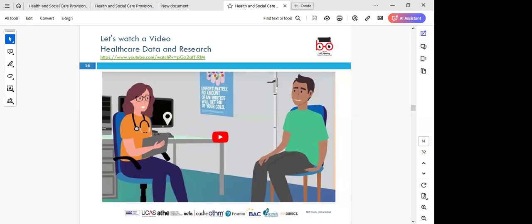Number 1, identifying health and social care needs. Data can be used to identify the health and social care needs of a population, such as the prevalence of specific diseases or conditions, or the level of need for particular services.